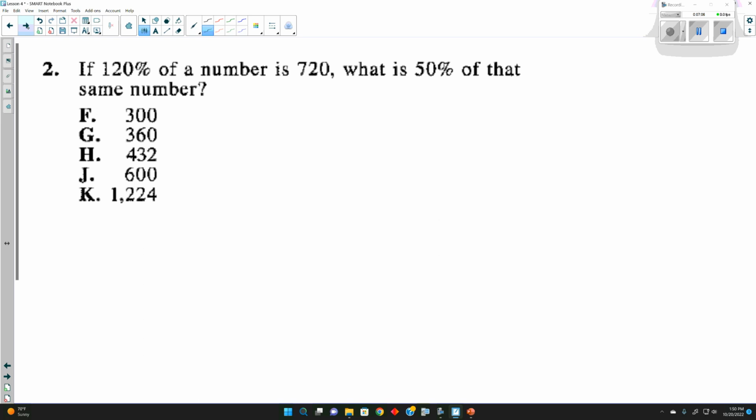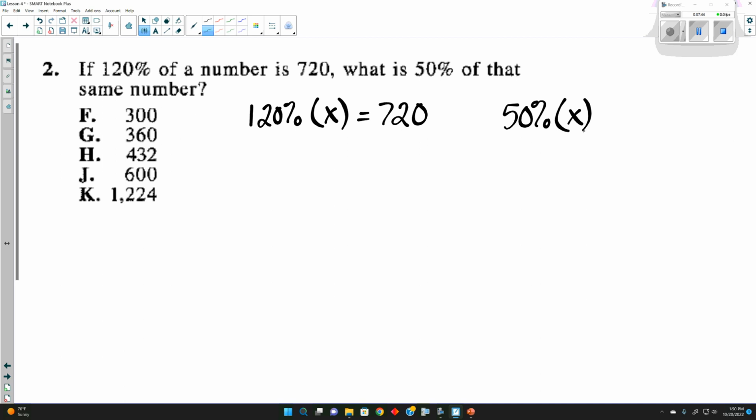Let's look at this one here. If 120% of a number is 720, what is 50% of that same number? So this one here, it'd be good to write out the problem and see what it's saying. So the first part, 120% of a number. So what are we doing? We're taking 120% times a number is 720, yes? What is 50% of that number? So we're also taking 50% times that same number, and that's what we're trying to find, yes?